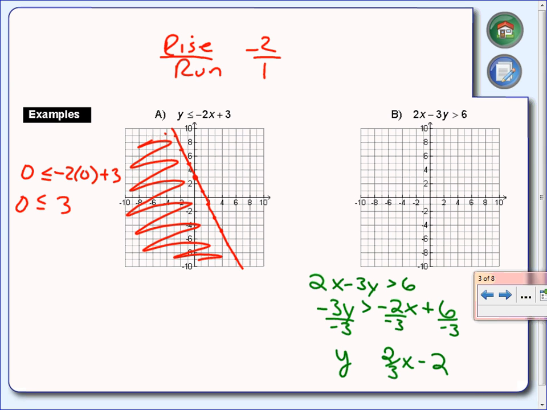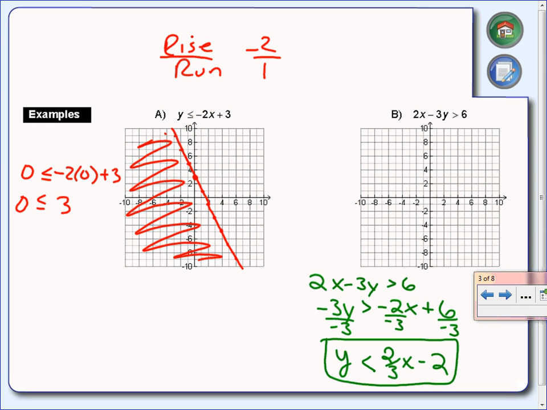Now notice I did not write down my inequality symbol. Why not? Because we're going to flip it. The reason we're flipping it is because we're dividing by a negative 3. Anytime I divide by a negative number, I need to flip my inequality symbol. So box that in for me, because this is what we're going to be graphing. That's the one we're graphing. Now that we know our slope and our y-intercept, let's use that to get its graph.